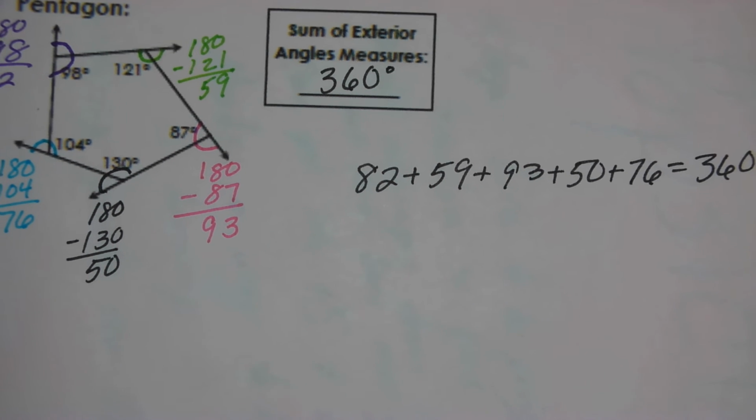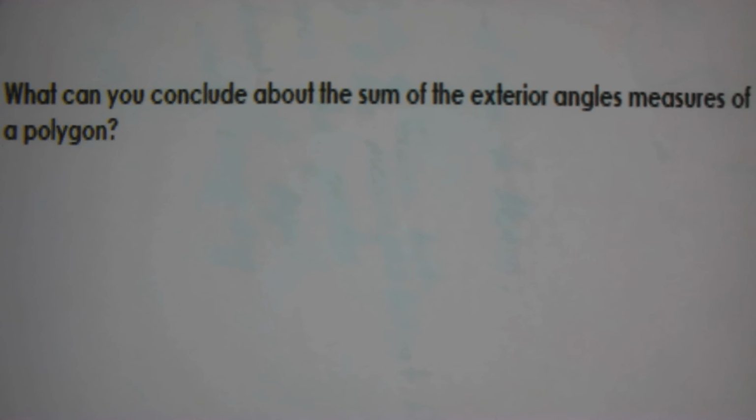So, what can we conclude about the sum of the exterior angles measures of a polygon? So anytime we're looking at any polygon, it does not matter if it's a triangle, a quadrilateral, a pentagon, a hexagon, a heptagon, no matter how many sides we've got, we can make one conclusion. All the exterior angles should add up to, yes, you got it, 360.